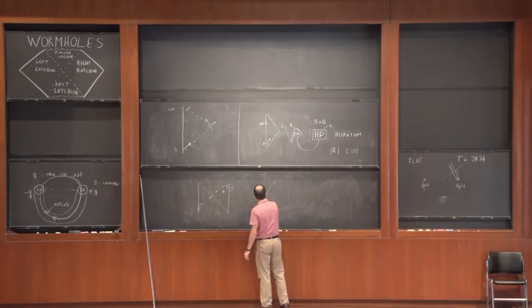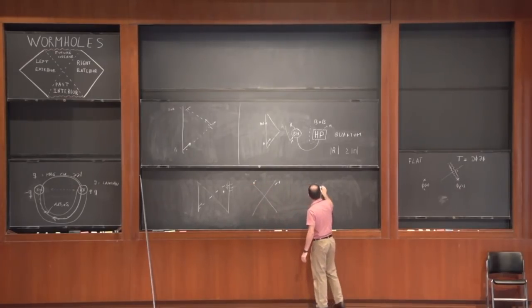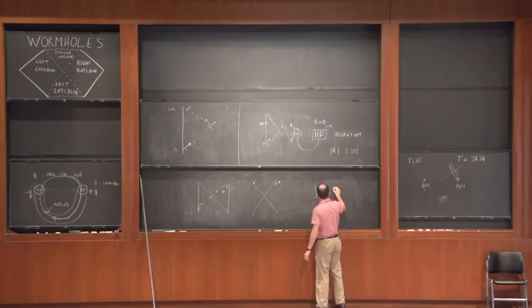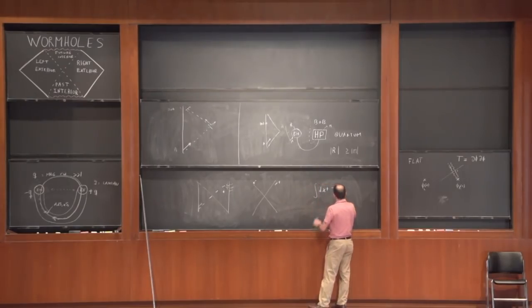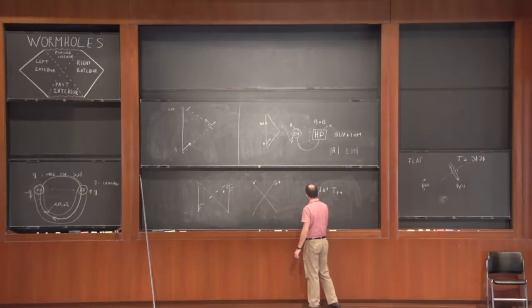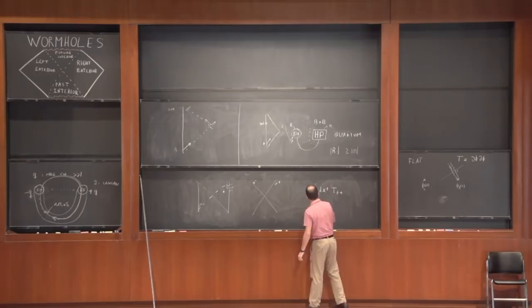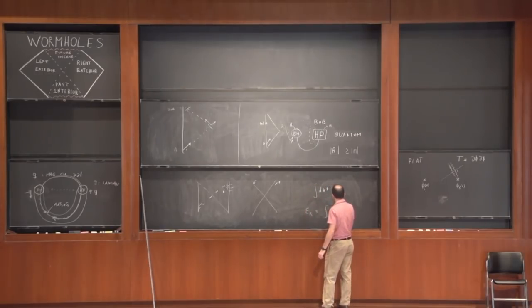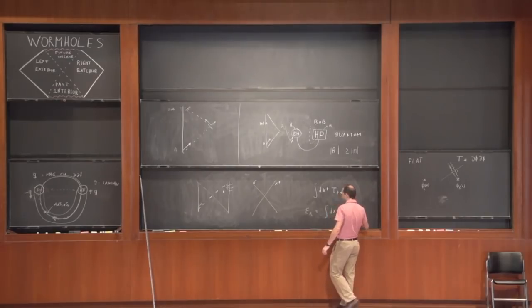But what's important is that if we write it in Kruskal coordinates, for example, x plus and x minus, the null energy that determines traversability is the integral of dx plus T plus plus, while the energy of the black hole, or the Rindler energy of the black hole, is the integral of dx plus x plus T plus plus.